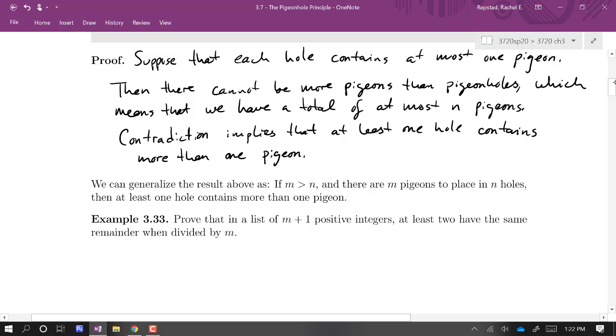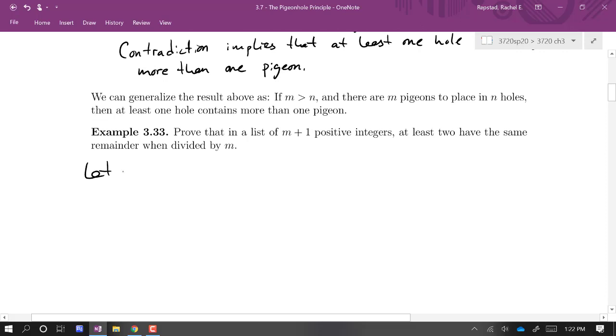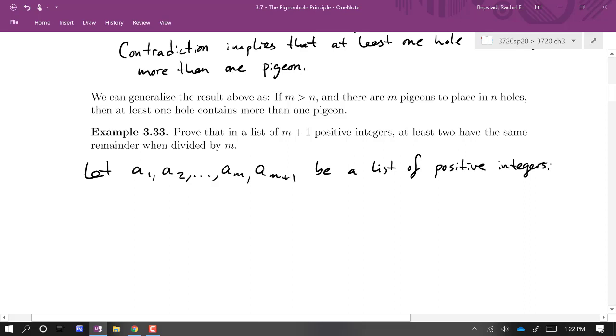Let's prove that if we have a list of m plus 1 positive integers, then at least 2 have the same remainder when divided by m. So let a sub 1, a sub 2, up to a sub m plus 1 be a list of positive integers. And what we're going to do is just use the division algorithm for each of these. So let's suppose that for each a sub i, where i ranges from 1 up to m plus 1, a sub i is m times q sub i plus r sub i.